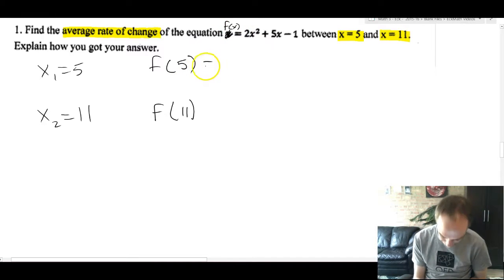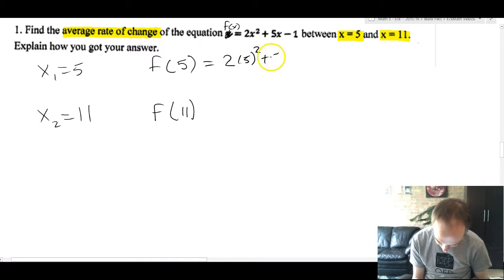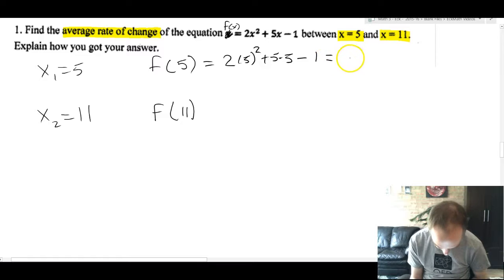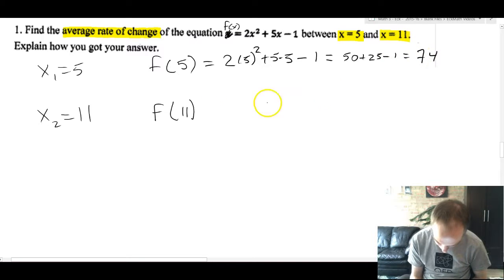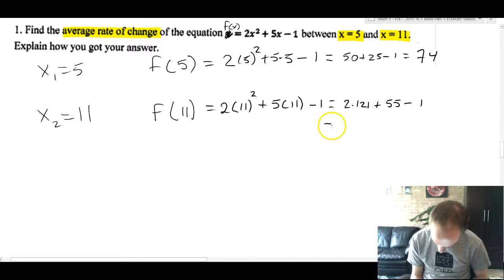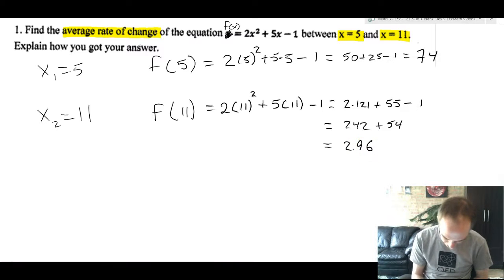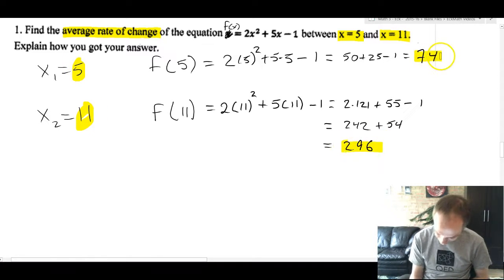So when you plug in 5, it's 2 times 5 squared plus 5 times 5 minus 1. So that's 50 plus 25 minus 1, which is 74. And when you plug in 11, that's 2 times 11 squared plus 5 times 11 minus 1. That's going to be 2 times 121 plus 55 minus 1. So that's 242 plus 54, which is going to be 296. So now I've got my values: 5, 11, 296, and 74.